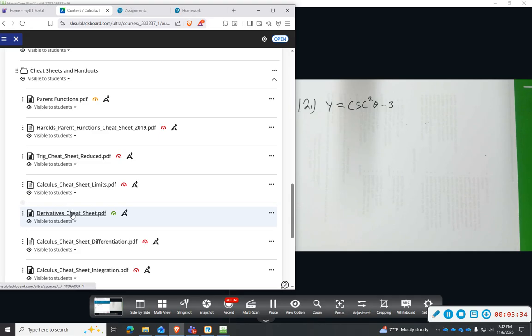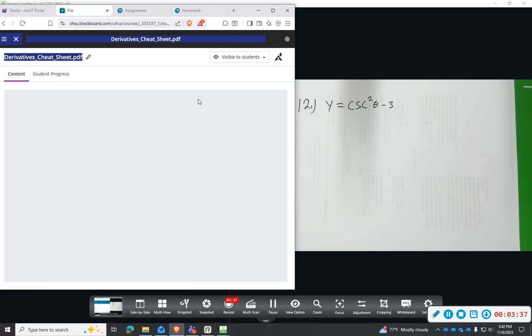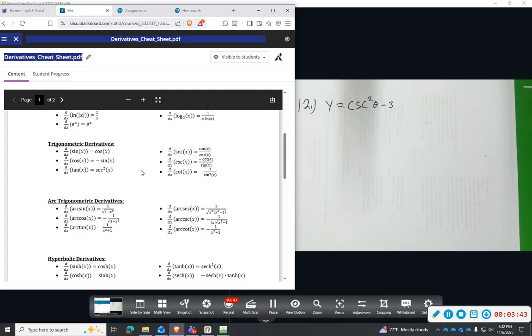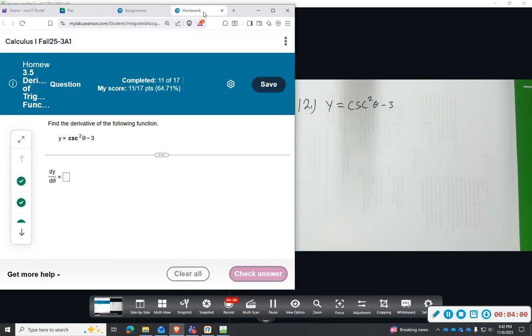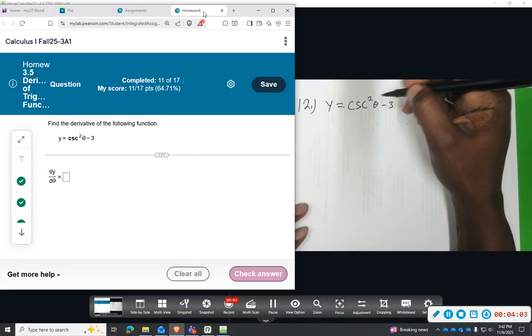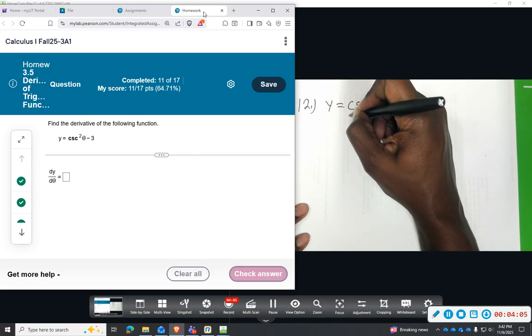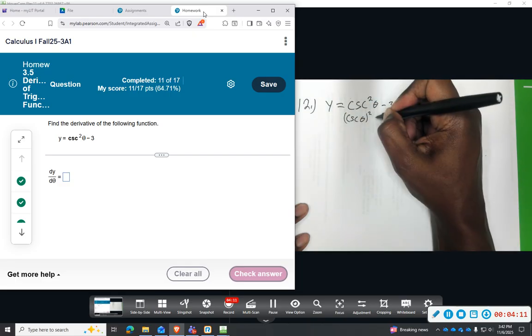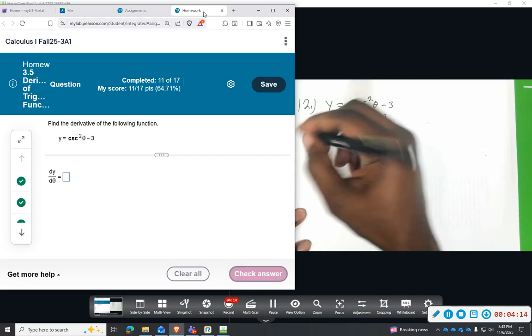We have limits, derivatives, and we will be using some in a little bit. Cosecant. Okay, so derivative of cosecant is negative cotangent over sine. So we'll be doing the chain rule because it's squared. So what I'm looking at, I'm going to be looking at this as cosecant theta, squared, minus 3, and I'm going to do the derivative from this form.